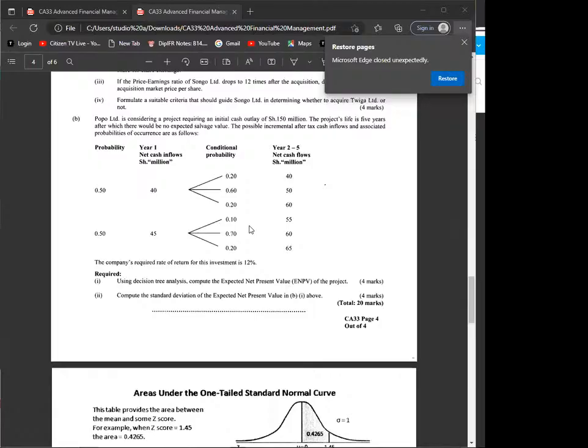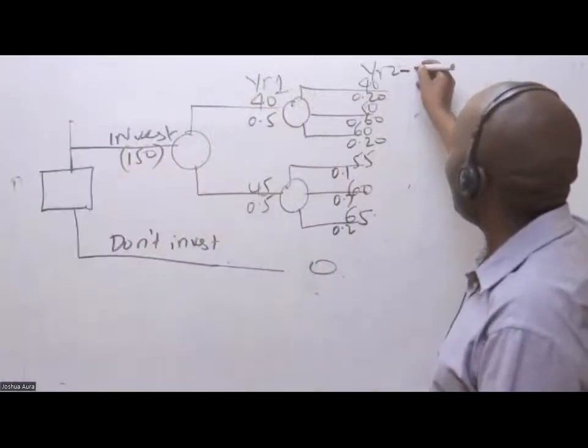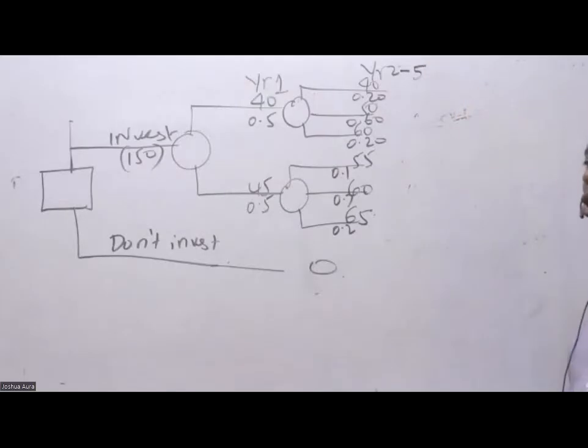And then remember the probabilities that are given here. For 40, I can see 0.20, 0.60, and 0.20. For 45, the probabilities given here are 0.1, 0.7, and 0.2. Great. And the other thing you're supposed to remember is that they have not given you exactly year 2 alone. They have told you this is year 2 to year 5.